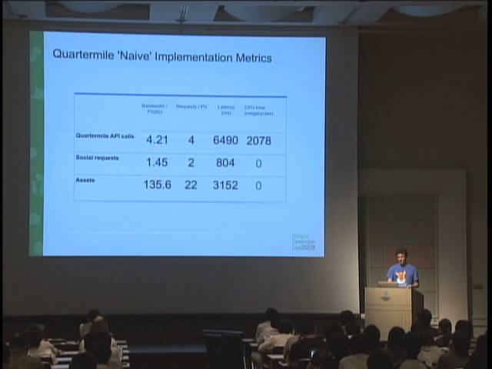Social requests, so we have the data there about the latency and all that. And for these, the assets are the CSS, the JavaScript, and the images. So that's kind of our baseline on which we want to improve. But you can see that 6.4 seconds, when you load a page and you wait for that long, it kind of feels long.